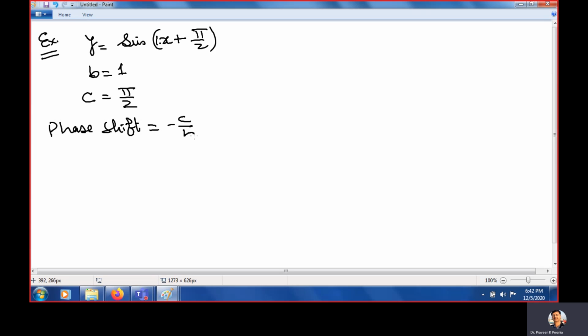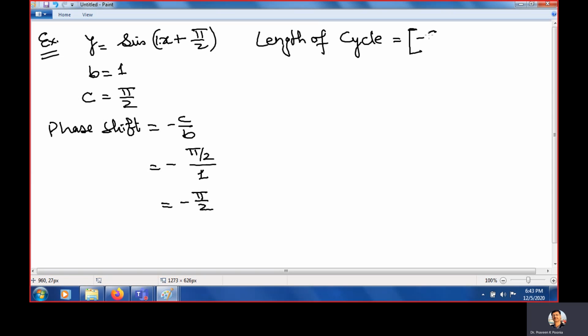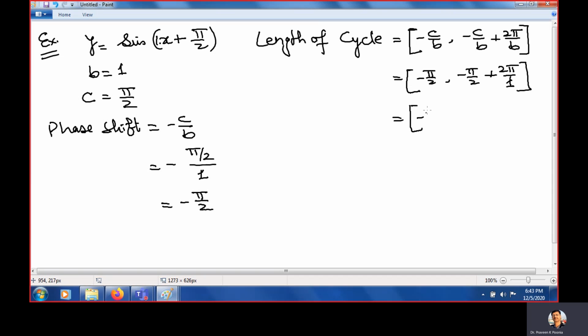Phase shift is minus c upon b. Minus c is how much? Pi upon 2. And b is how much? 1. So the phase shift is minus pi upon 2. Okay. So if this is the thing, then what will be the length of the cycle? The length of the cycle is minus c upon b as the starting point, minus c upon b plus 2 pi upon b as the end point. It will be minus pi upon 2, comma, minus pi upon 2 plus 2 pi upon 1. If you simplify this, it will be 3 pi upon 2.